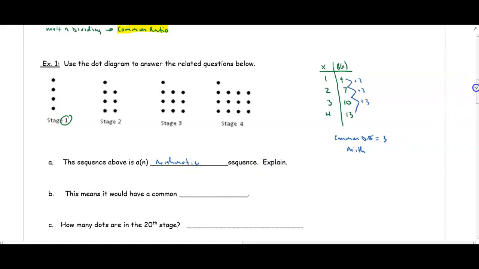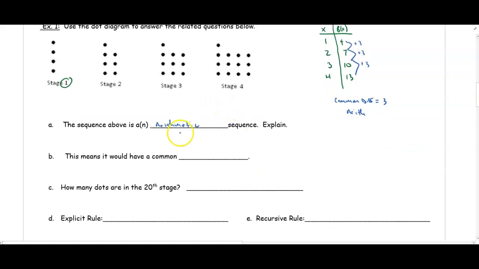Alright, because it has a common ratio and we're adding to the previous term each time. So this would have a common difference. And before we can answer C, we're better off looking for the explicit rule. This is one big reason why we find the explicit rule.